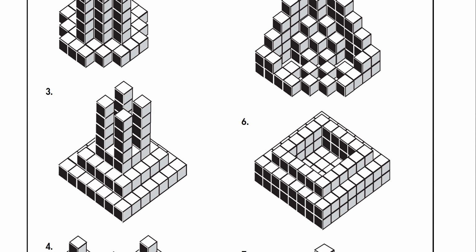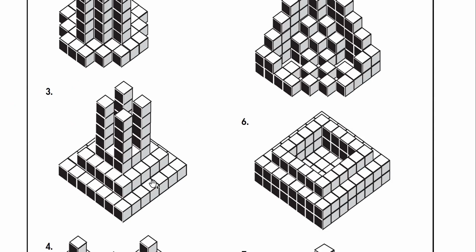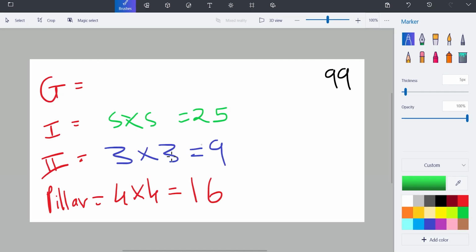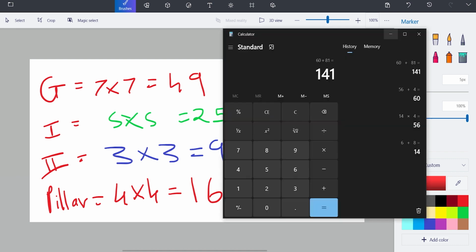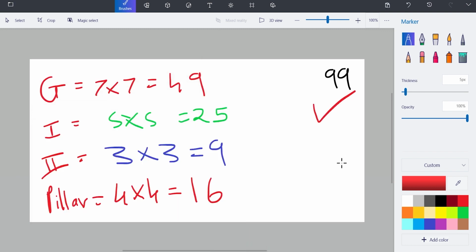Yeah, if possible. So what are we left with? We are left with the ground, which is going to be 1, 2, 3, 4, 5, 6, 7 by 1, 2, 3, 4, 5, 6, 7. So 7 into 7, 49. So this puts us at 49 plus 25 plus 9 plus 16, which gives us a total of 99. So this is how you can split this up easily.